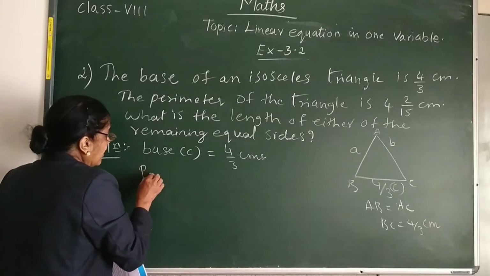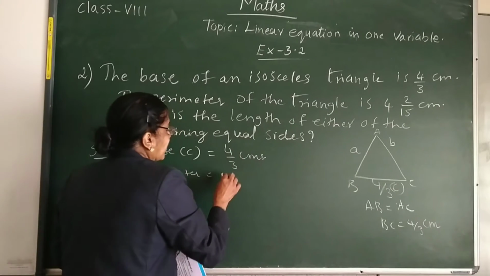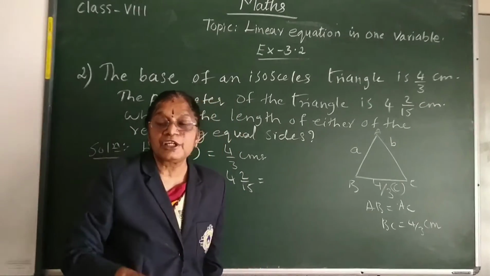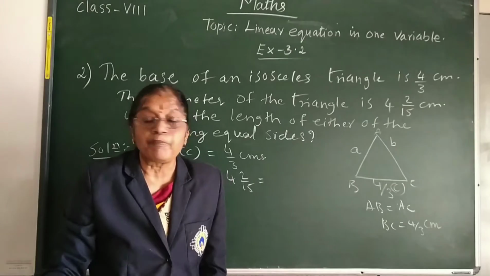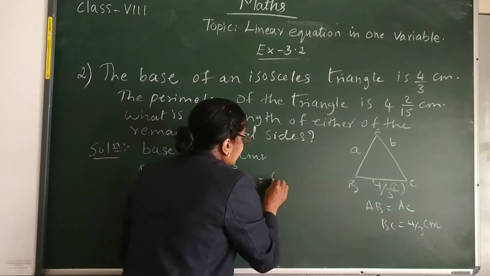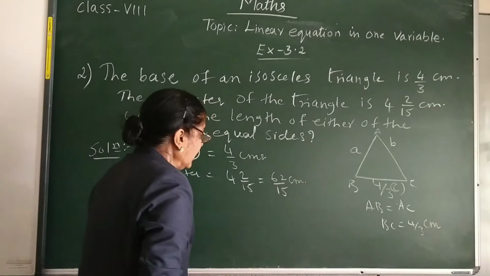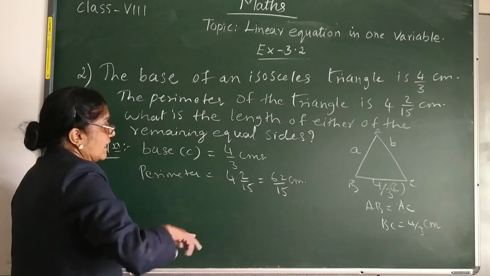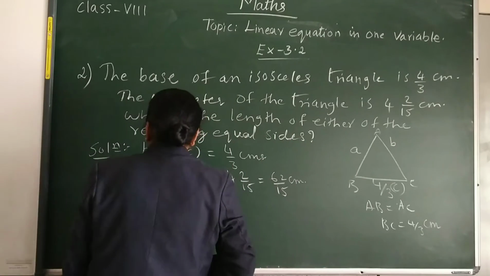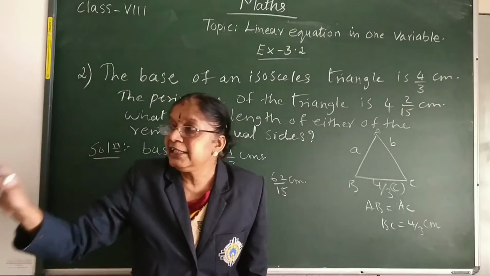Second one, what is given? Perimeter. So how much is the perimeter? It is a mixed fraction, 4 2 by 15. We can't keep it in mixed fraction form. We have to convert it into improper form. 15 4s are 60. 60 plus 2, 62 by 15 centimeters. He tells you to find out the remaining two sides. Which are the remaining two sides? A and B are the remaining two sides. But it is an isosceles triangle, so both the sides are equal.